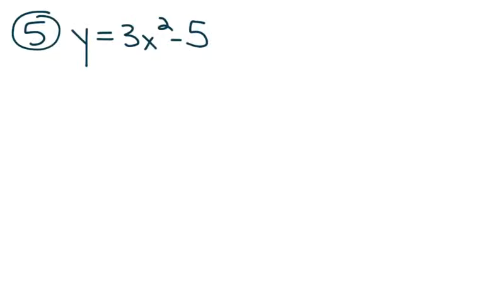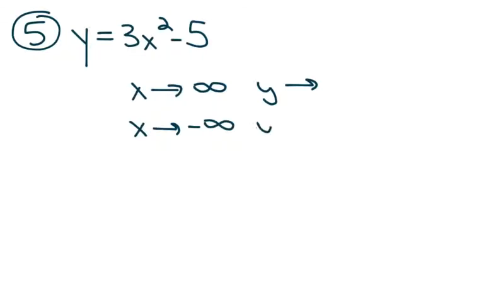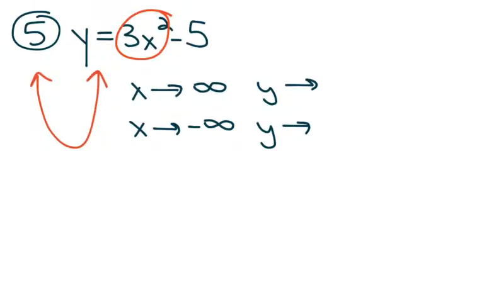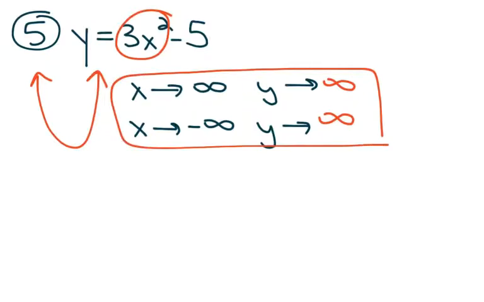Now let's work with y equals 3x squared minus 5. First, you're going to set up the end behavior. As x goes to infinity, y goes to blank. As x goes to negative infinity, y goes to blank. The graph of 3x squared minus 5 is just your general parabola that's been shifted up 5 units and has been stretched vertically. It's a parabola that opens up because the leading coefficient is positive, so it looks like this. Both the left and the right side of the graph are going up forever, which means they're both going to infinity, and that's the end behavior.